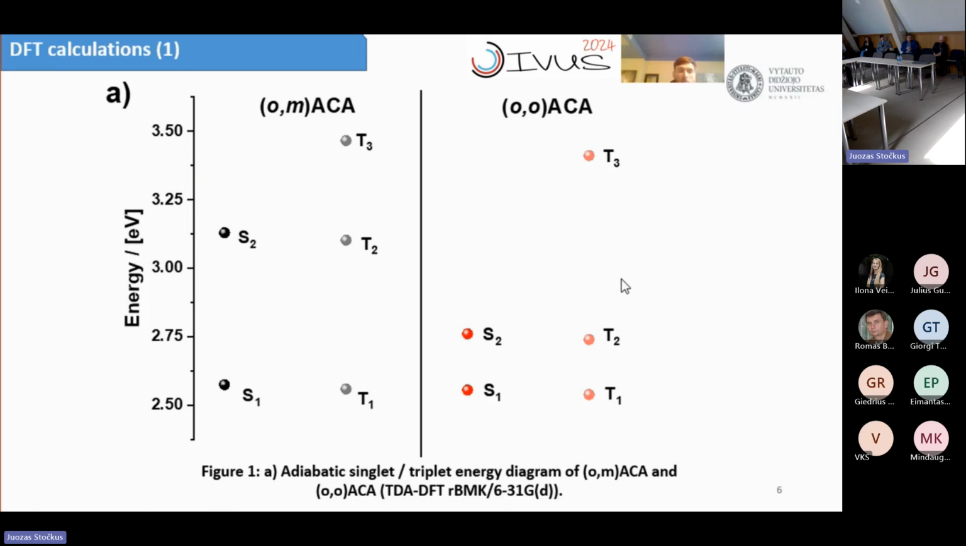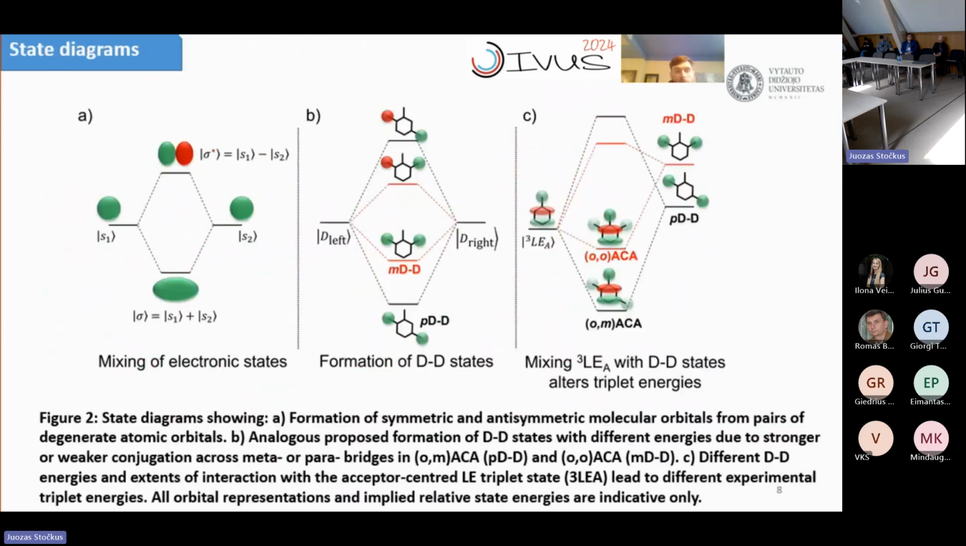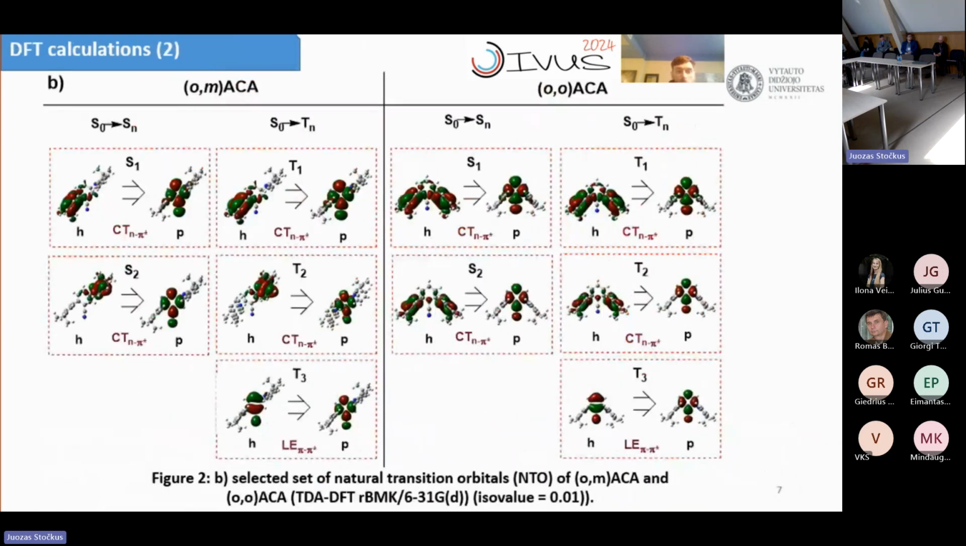By inspecting the singlet NTOs in OMACA, we first note that the ST singlet associated with the ortho donor, S1, is lower in energy than that associated with the meta donor ST state, S2. This is in agreement with expectations and the trends established for ODA and OMDA.